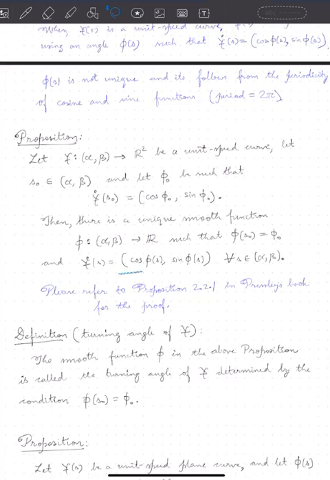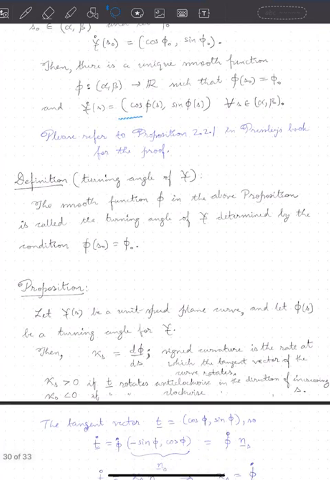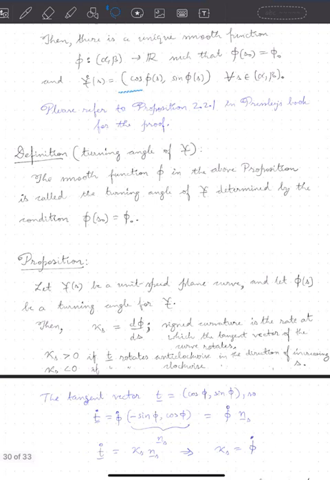Then in such a scenario, we will have this tangent vector expressed in terms of sines and cosines being the x and y coordinates. And of course, I refer to Pressley's book for the detailed proof.